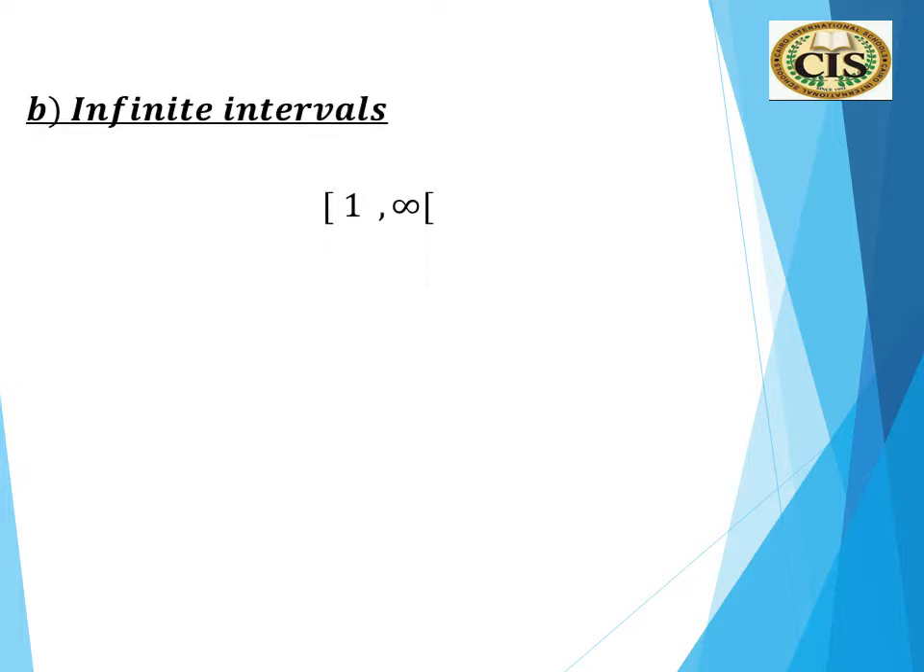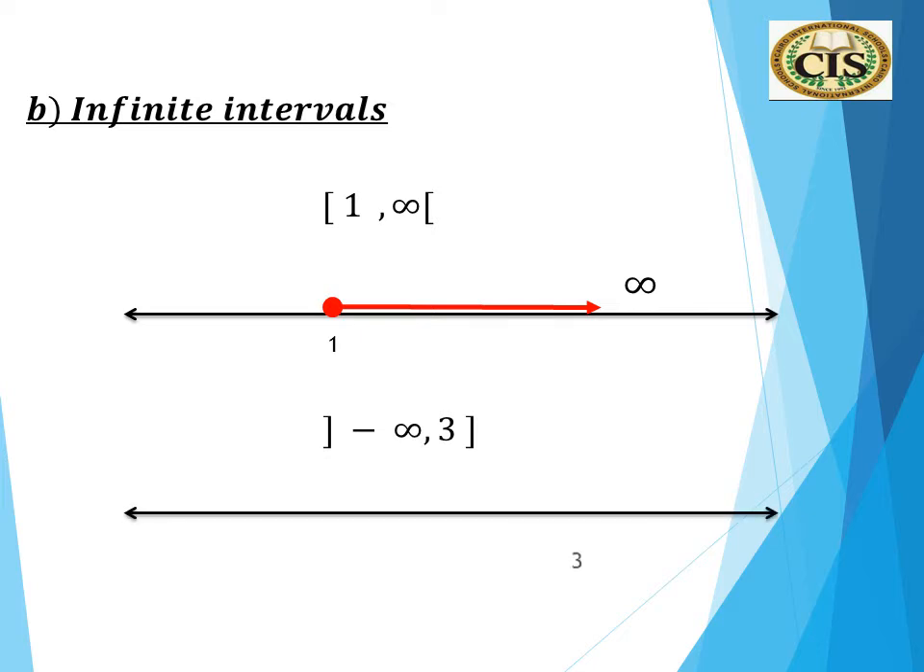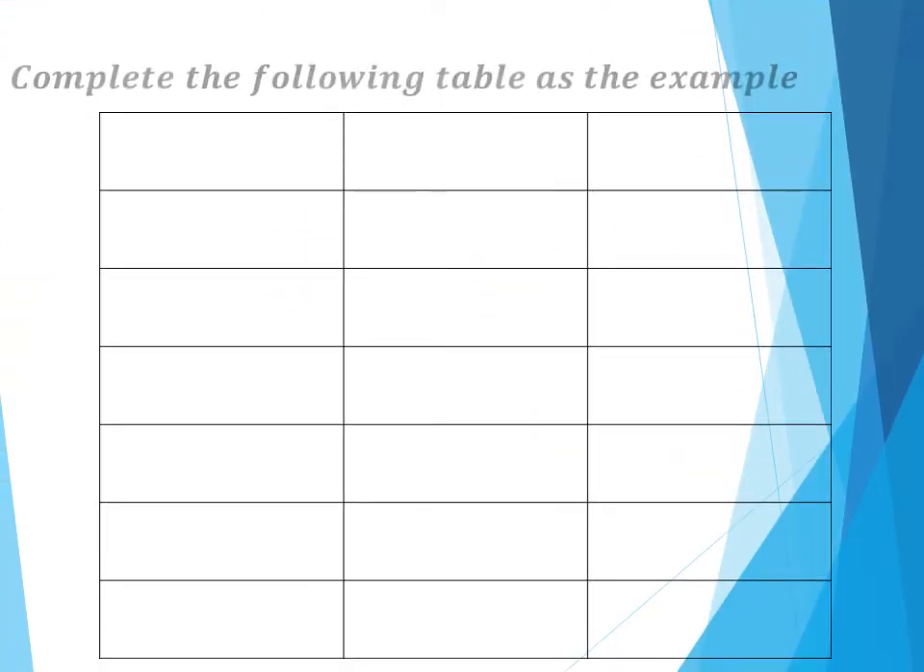In infinite intervals, the infinity end is always open. From 1 means 1 and all the numbers greater than or equal to 1, moving to the right because it is positive infinity. Negative infinity to 3 means from 3 and all the numbers less than or equal to 3, moving to the left.